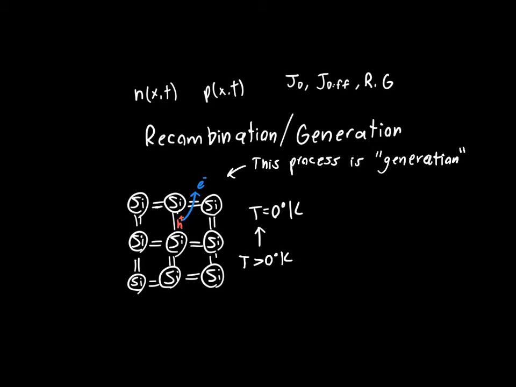Now, you don't have to just have thermal generation. You can have other processes that cause generation. For example, if we shine light on this semiconductor, so we shine photons of a certain energy, if those photons have enough energy to break one of these silicon bonds, so say one of these photons interacts with one of these electrons and the electron has enough energy to break its bond, then the electron will do so and it'll leave behind a hole.